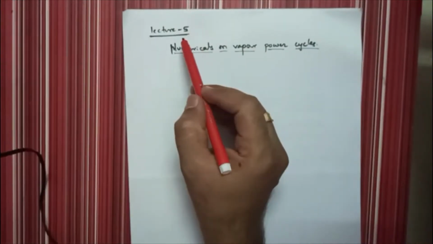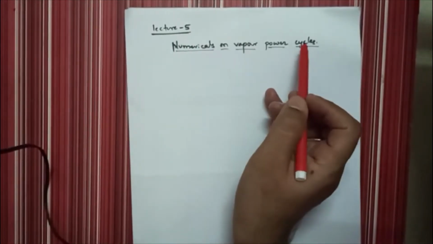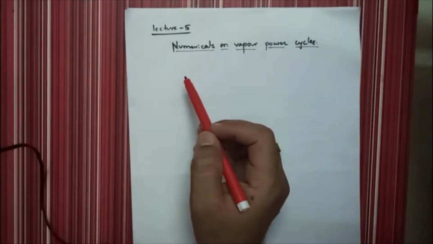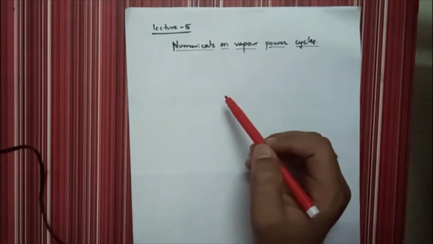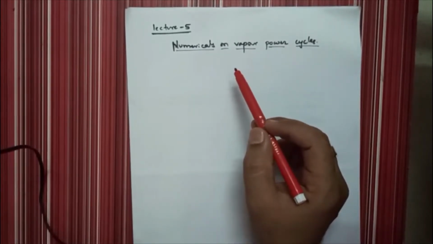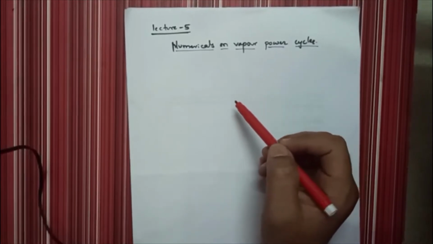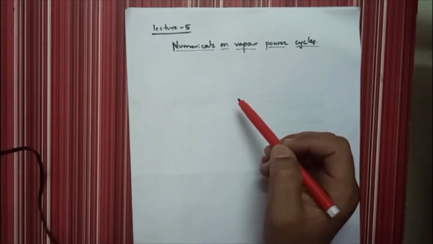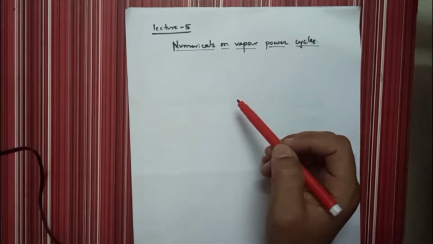So, in lecture number 5, we will discuss how to solve numericals on vapor power cycles. In lectures number 1 to 4, we discussed the theory topics related to vapor power cycles, that is, efficiency derivation of Rankine cycle, performance of a Rankine cycle, and how to increase the performance of a Rankine cycle, that is, effect of pressure, effect of condenser pressure, and superheating.